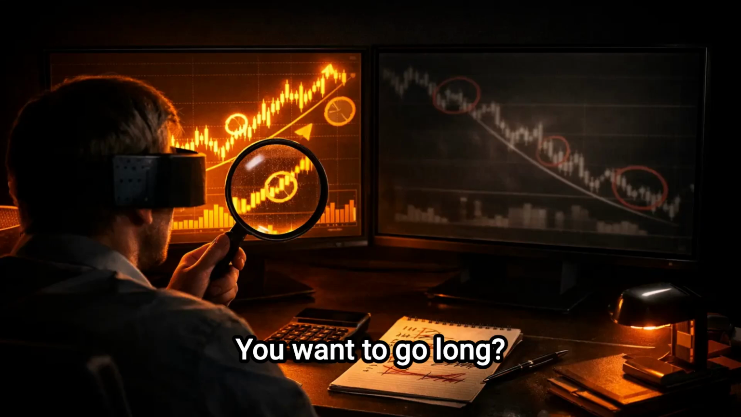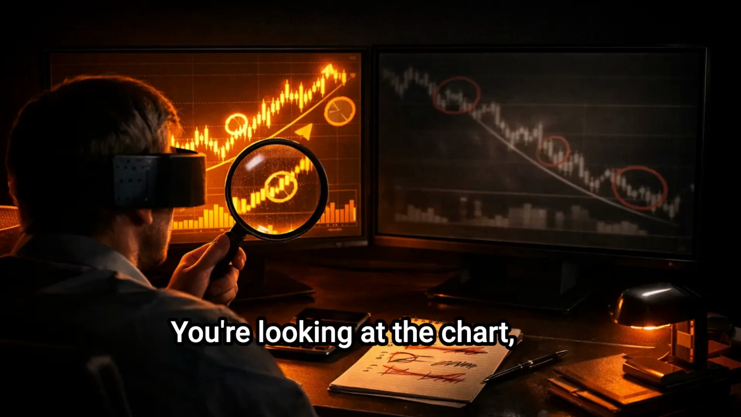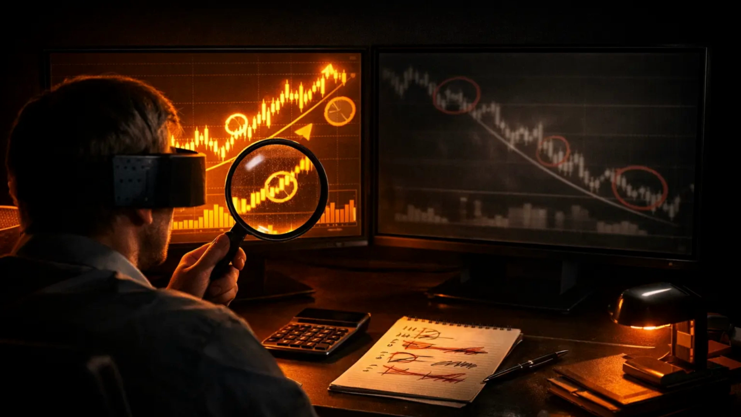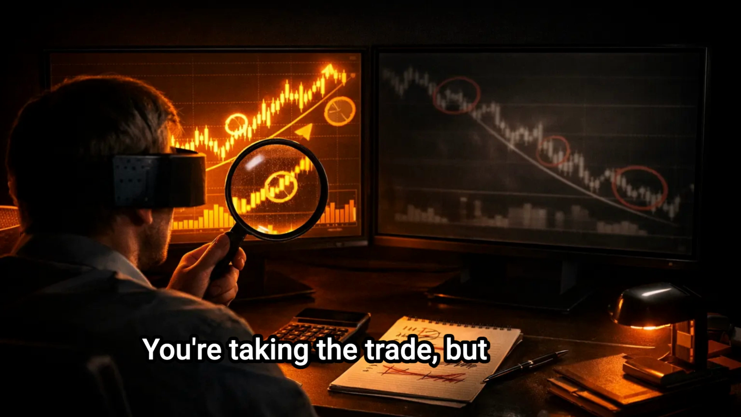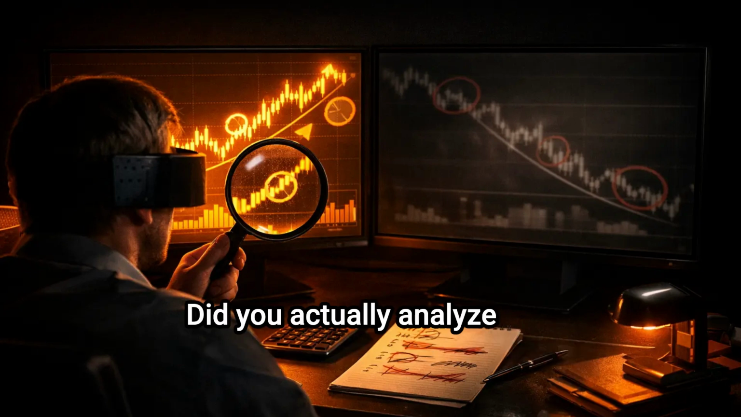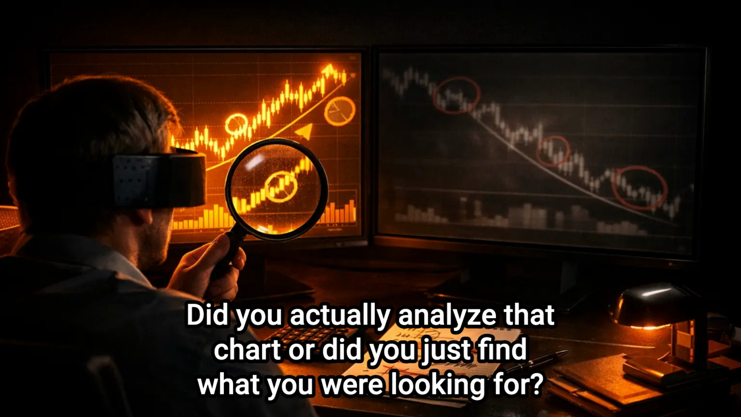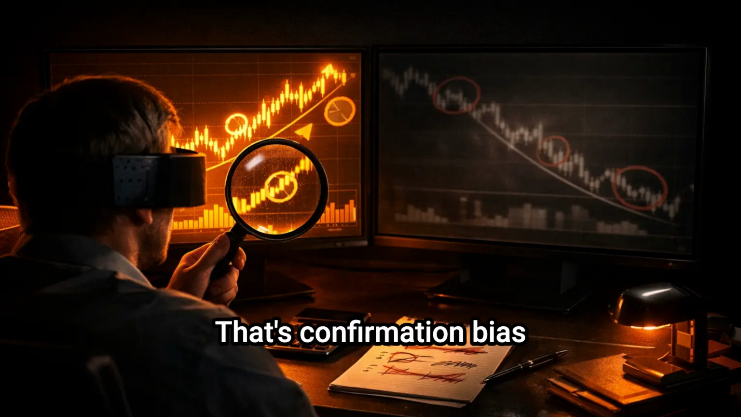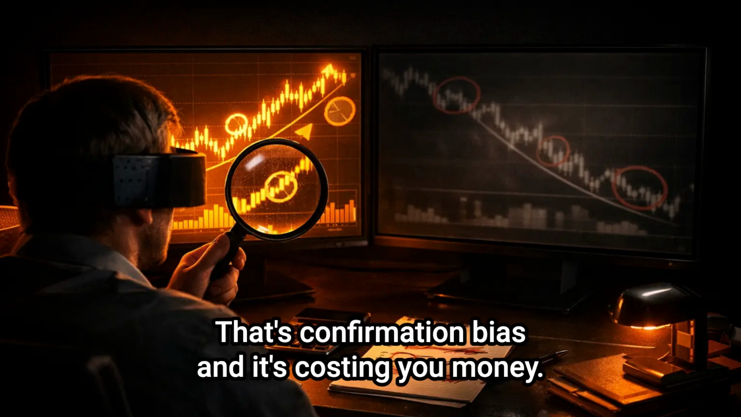You want to go long. You're looking at the chart, and there it is. A bullish pattern. Perfect. You're taking the trade. But hold on. Did you actually analyze that chart? Or did you just find what you were looking for? That's confirmation bias, and it's costing you money.